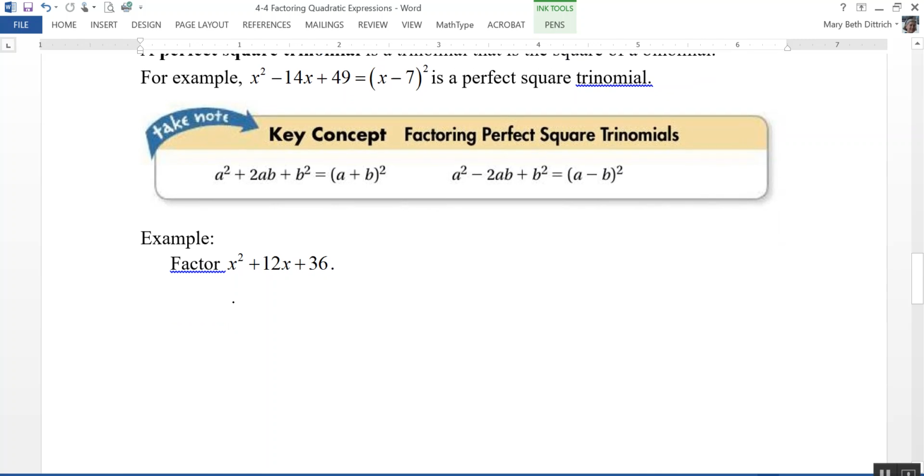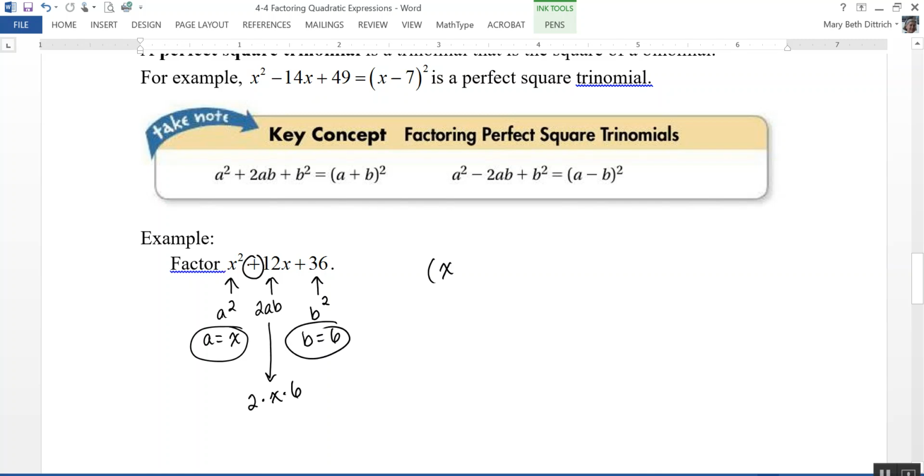So I notice for this example, x squared plus 12x plus 36, that if this is like my a squared, then a is going to be equal to x. This is actually a perfect square. Let's call that b squared, in which case b is going to be equal to 6. Now my middle term here, is that 2 times a times b? Is it 2 times x times 6? Indeed it is. It's 12x. So my factored form of this is going to take my a and my b, put those in parentheses with a plus in between them, and squared. So the trinomial x squared plus 12x plus 36 can be factored into the quantity x plus 6 squared.